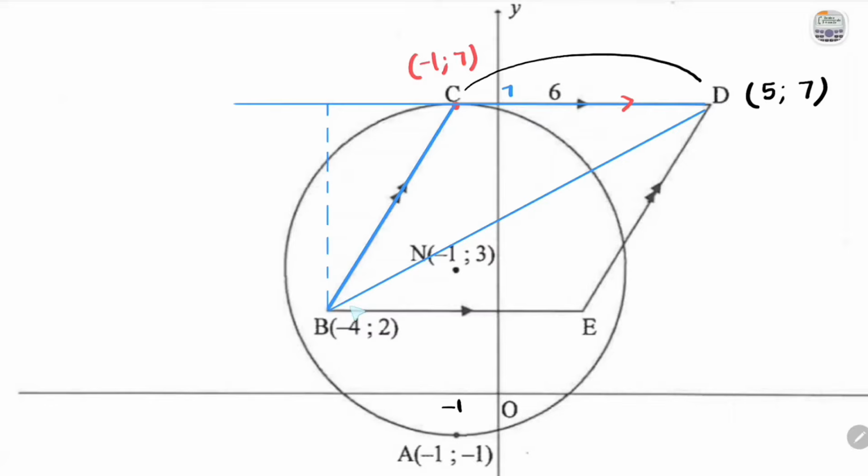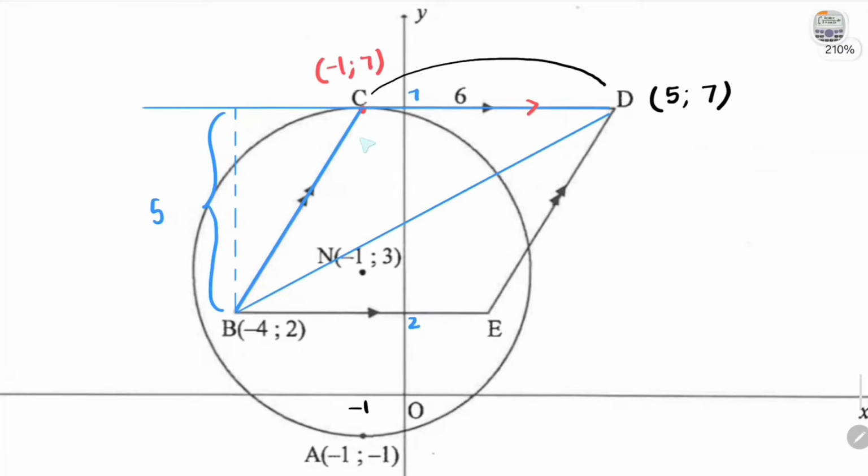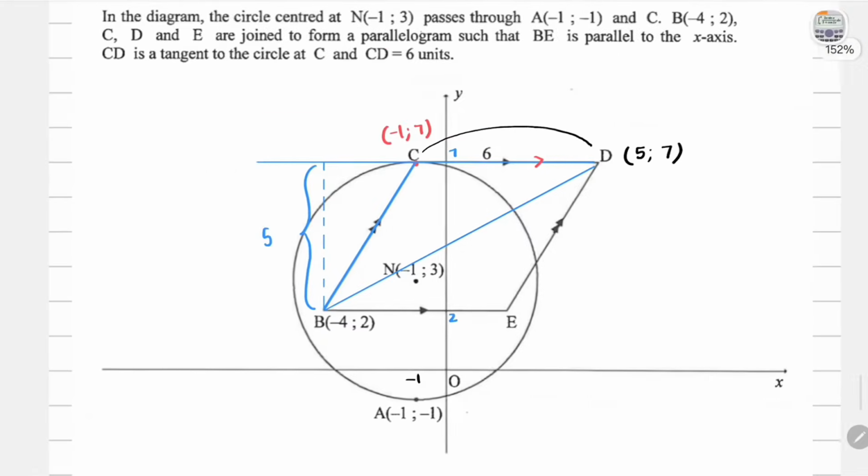It is 7. And we know what the y value of B is. It is 2. So the height is simply the difference between 7 and 2. So that is exactly 5 units. Okay, so this triangle has a height of 5 and a base of 6, so we can find the area.